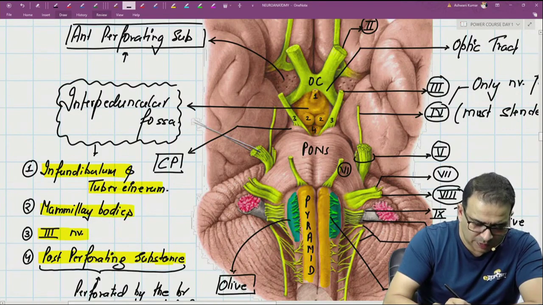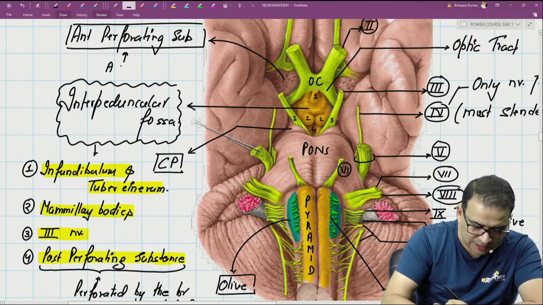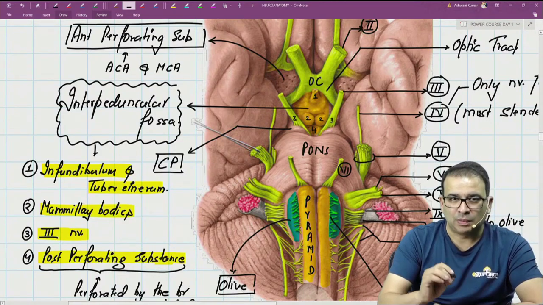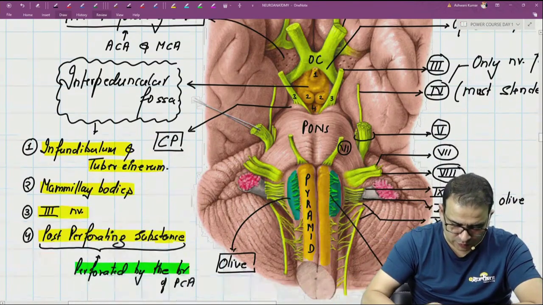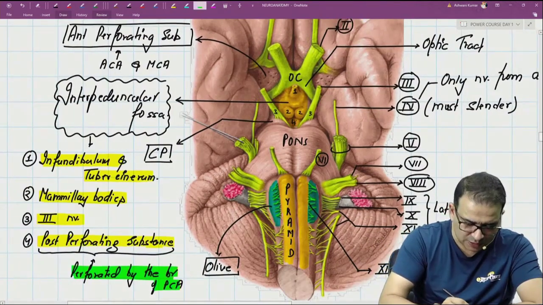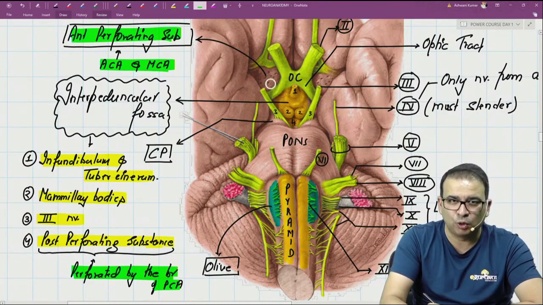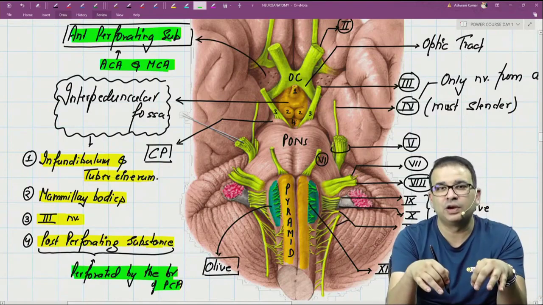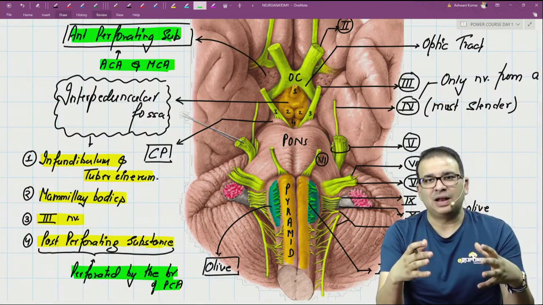The important thing is the anterior perforating substance is also perforated by some blood vessels, but this time the arteries perforating it are the anterior cerebral artery, and not only that, even the middle cerebral artery. So remember, the posterior perforating substance is perforated by the branches of only the posterior cerebral artery, whereas the anterior perforating substance is perforated by the branches of the anterior cerebral as well as the middle cerebral. The internal carotid artery will give off both the anterior cerebral and middle cerebral. They both start at this point, so they both will give perforating branches in this region. So this is a little bit about the ventral aspect of the brainstem.